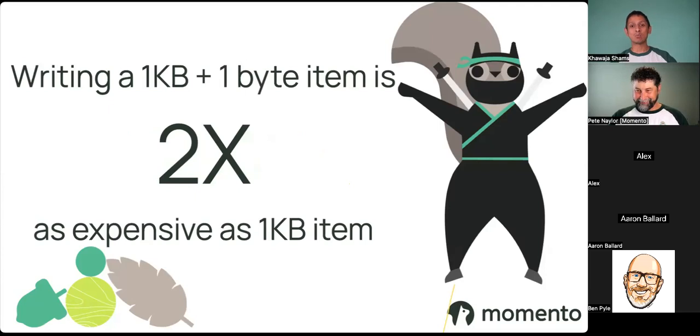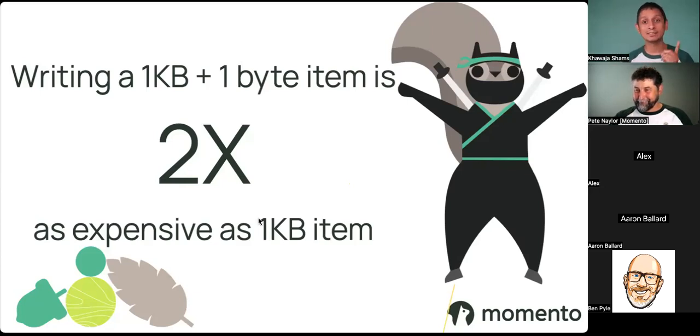So if you have a 1 kilobyte item and you add a byte, now suddenly that is 2 times as expensive, because what you have done is you've crossed over the threshold of your write capacity unit. And now you need to spend an extra write capacity unit to write that 1.001 kilobyte object.